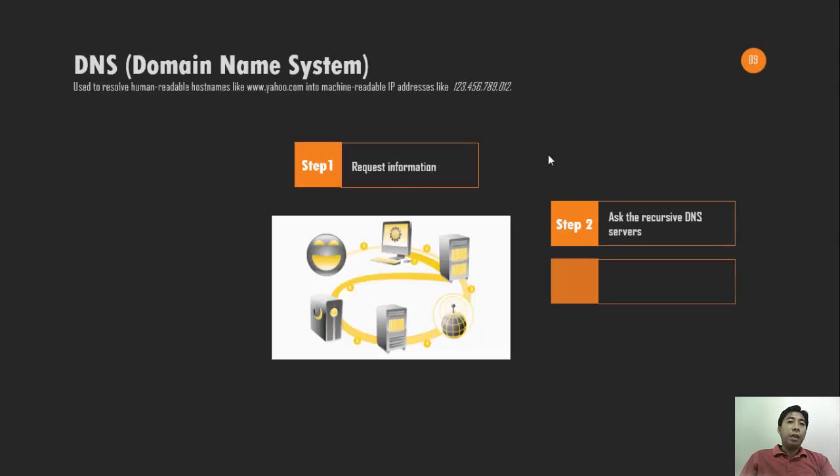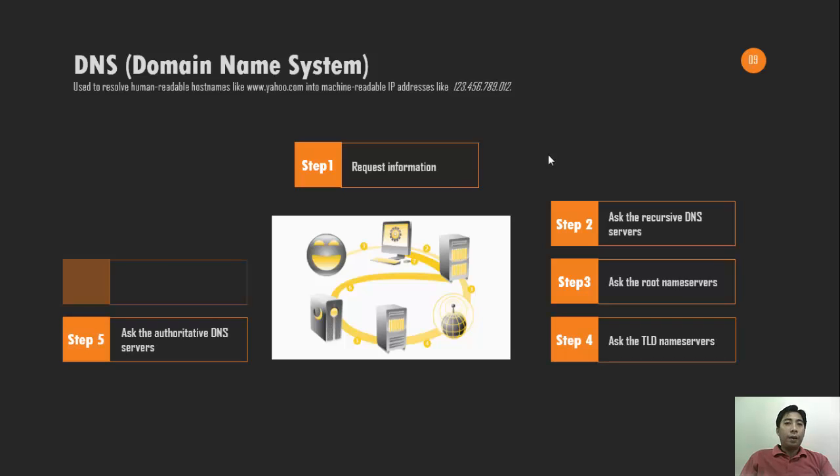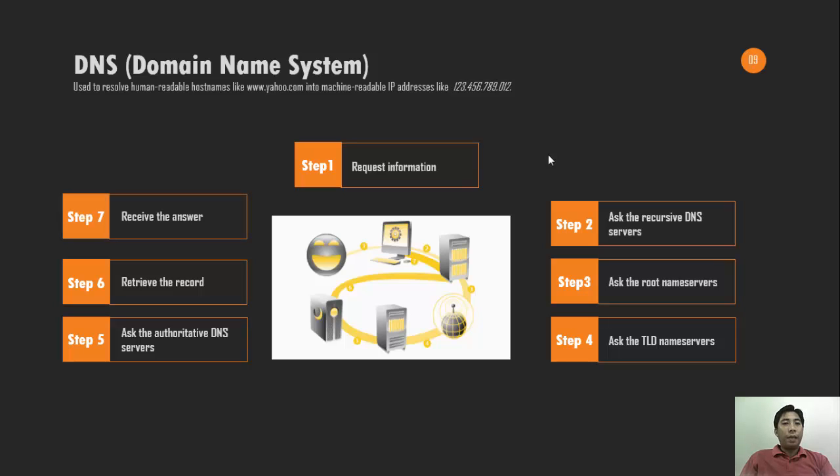The DNS is used to resolve human-readable host names like yahoo.com into machine-readable IP addresses. This happens every time you use a domain name, whether you're viewing a website, sending email, or listening to internet radio stations. Here's how it works.